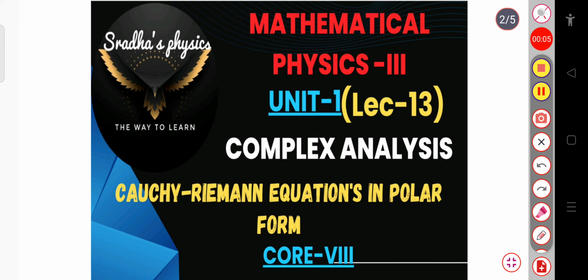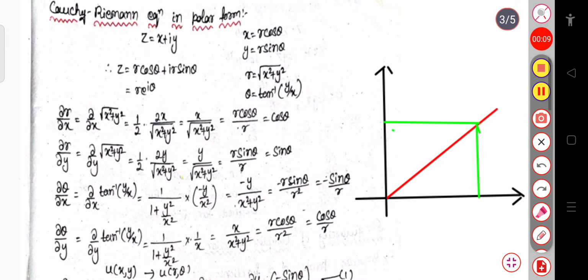Today we will see the Cauchy-Riemann equations in the polar form. As in the previous classes, we have already discussed the Cauchy-Riemann equations in the Cartesian coordinate system. Now we will see this Cauchy-Riemann equation in polar form. So why is this Cauchy-Riemann equation used? To check whether a function is analytic or not, we use these Cauchy-Riemann conditions.